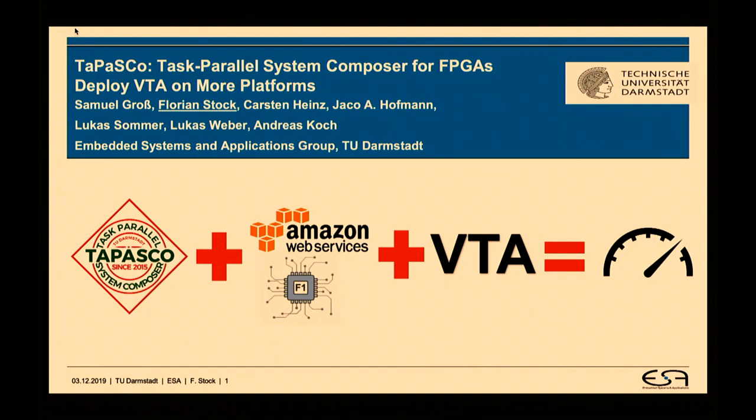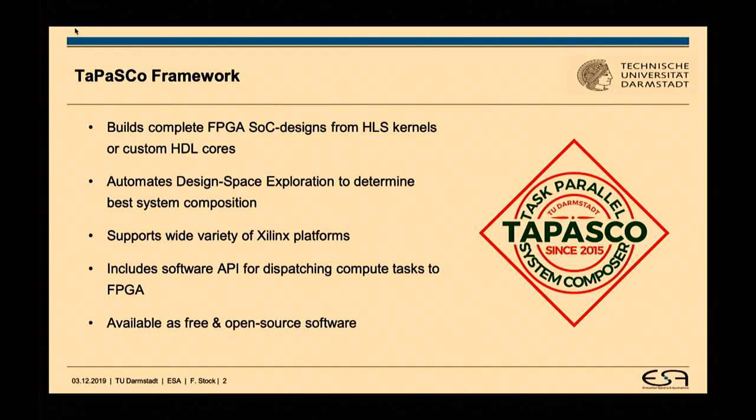Here's the Amazon Web Service logo, because this is one of the last backends we added now to the TaskTabasco framework. The idea behind it is that you can use this framework to build for FPGAs a complete system on a chip design from high-level synthesis kernels or custom HDL cores or custom IPs, whatever. It allows design space exploration and allows to explore the best parameters for your kernels and system composition. The main advantage is that it supports Xilinx platforms.